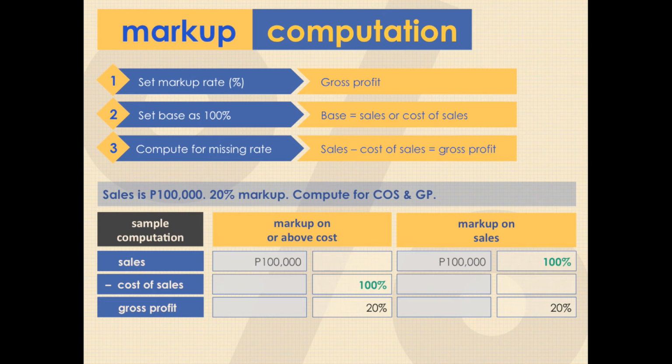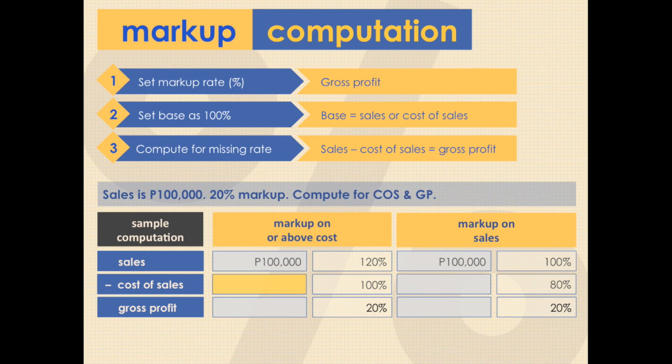Using the formula sales minus cost of sales equals gross profit, the sales percentage for the markup on or above cost would be 100% plus 20% or 120%. For markup on sales, the cost of sales is 100% minus 20% or 80%. Now that we already have the rates assigned, we can compute for the value of cost of sales.